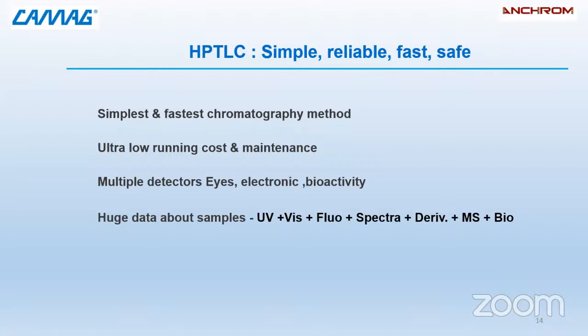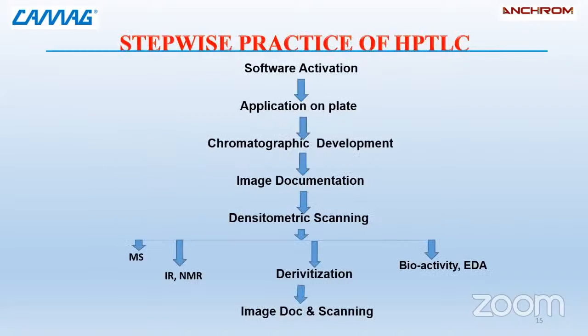There are multiple detection modes: UV, visible, fluorescence, and bioactivity. That means we can collect huge data about samples. After one single analysis, you can record your results in UV, visible, and in the fluorescence range. You can take spectra for confirmed identification. You can go for derivatization. You can send your sample for a mass analyzer, and bioactivity studies are also possible.